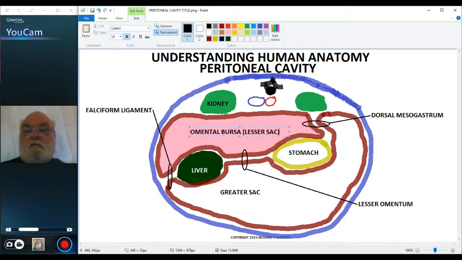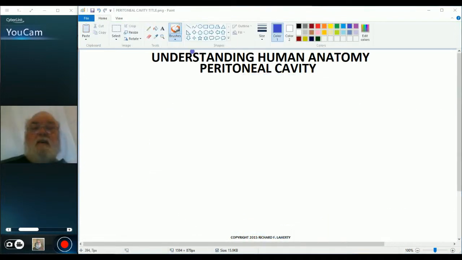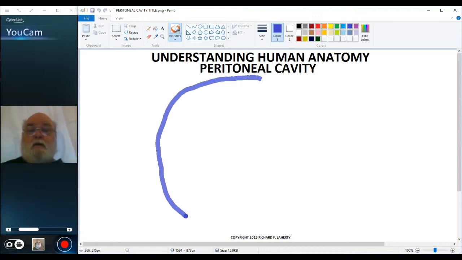So this is how the Omental Bursa comes to exist. Now, we have one more organ to develop in here, and that will be the spleen that develops in the dorsal mesogastrum. So let me move on to another diagram that will show where the spleen develops. Now I'll start, as I usually do with these diagrams on the peritoneum, with drawing in the body wall.